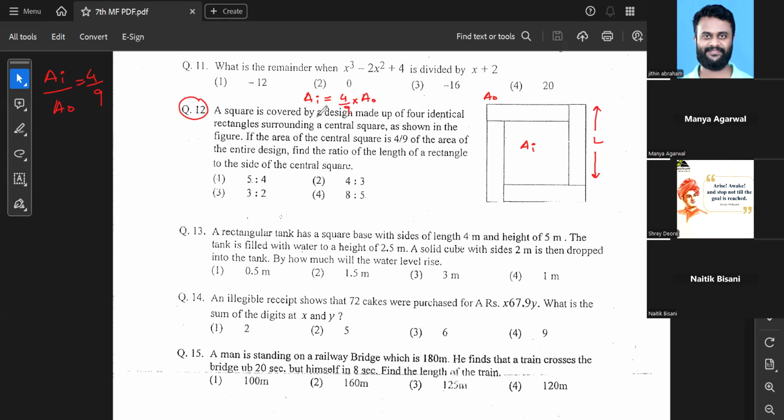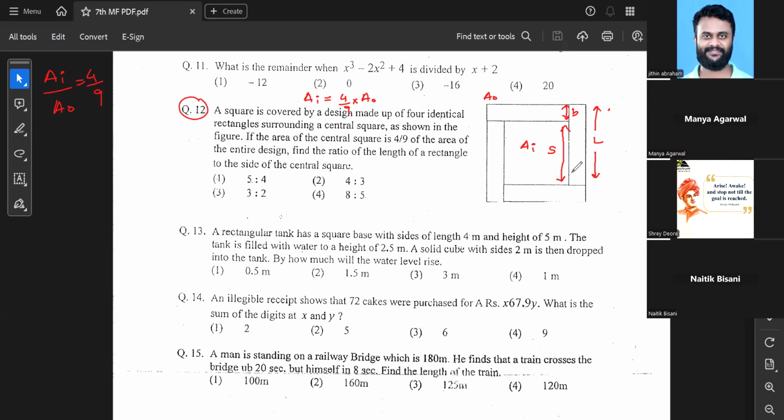Okay. So what they have asked is the ratio of the length of the rectangle to the side of the central square. Length of the rectangle is this, and the side of the central square is this. Let me call it S. Now, what is the relation between them? Technically speaking, if I call it breadth, length minus breadth is this side. I believe I'm clear this much.